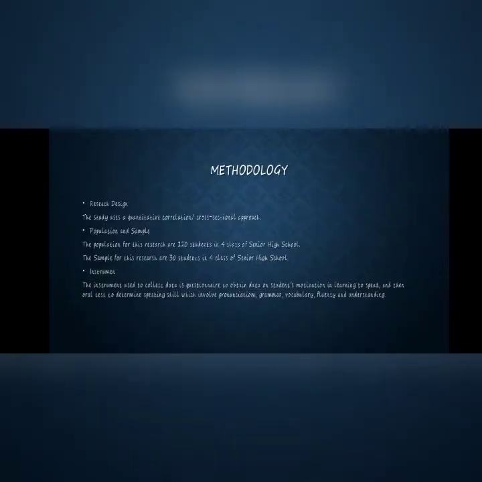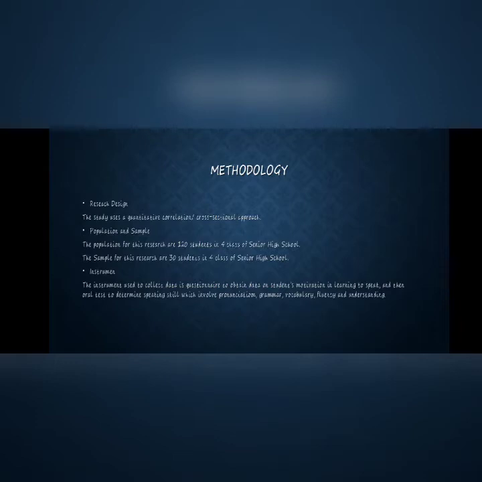Methodology, research design. The study used a quantitative correlation or cross-sectional approach. Population and sample. The population for this research is 120 students in 4 classes of senior high school, and the sample for this research is 13 students in 4 classes of senior high school.